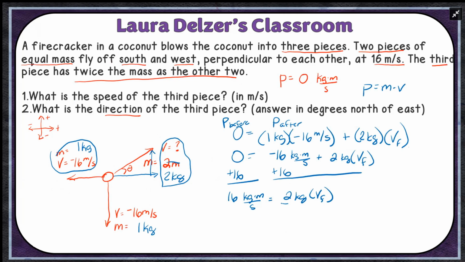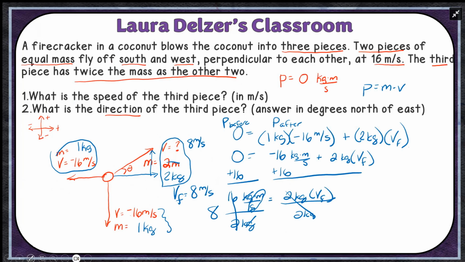We can divide this by 2. This cancels. Divide this by 2, and this will become 8. What you'll see is that your kilograms and kilograms will cancel, so you'll be left over with meters per second. So my final velocity going in this direction is actually 8 meters per second. It's positive because it's going east. Likewise, because this is the same exact problem, my final velocity of this other one is also 8 meters per second, and it's going north.